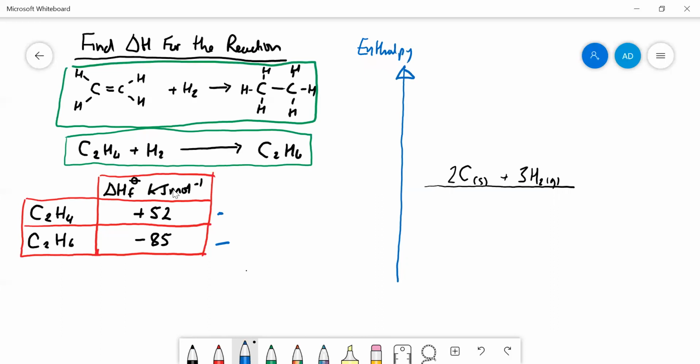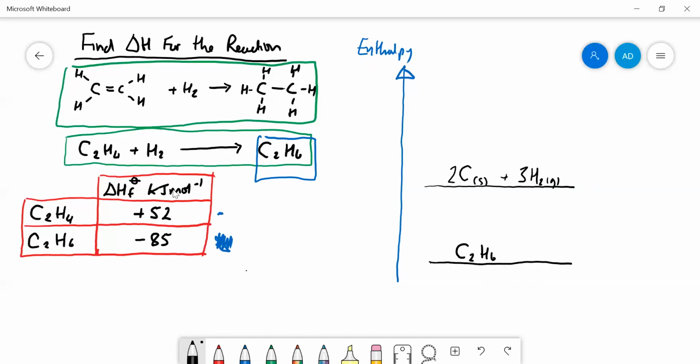Now, let's think about turning it all into ethene. That's when we turn the elements in their standard states into ethene, this one here. It's exothermic, isn't it? It's minus 85 kilojoules. That's delta HF for ethane. So exothermic is going down, so I should draw my ethane down here. Sorry. So I've got C2H6.